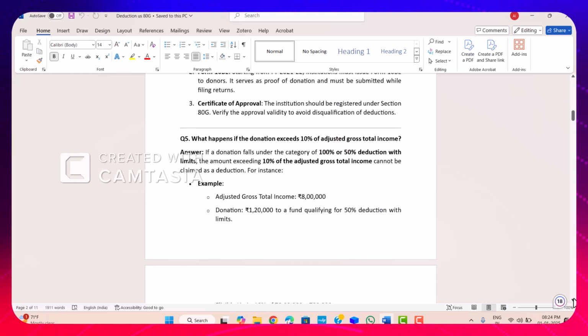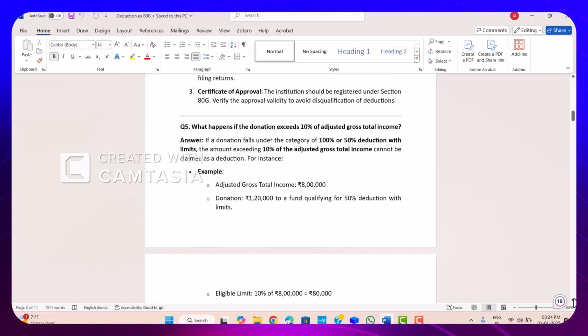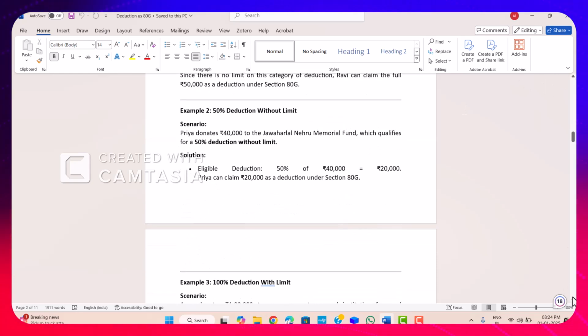And the certificate of approval. The institution should be registered under section 80G. Verify the approval validity to avoid disqualification of the deduction. Means when you are taking a deduction under section 80G, you have to take a certificate of approval under section 80G. The institution should be registered under section 80G. Now I am giving a donation, okay, and they give me the certificate of approval. If you have taken approval, then of course you get the deduction under section 80G. If it is not registered, then of course whatever donation you give, you will not get any deduction. Okay, I hope you are clear with this.